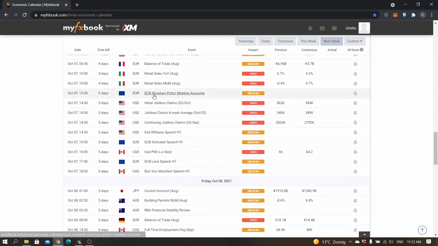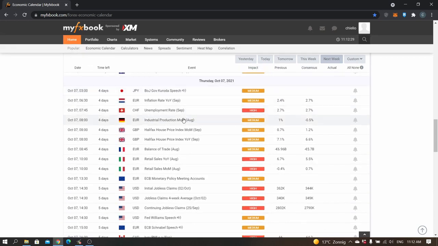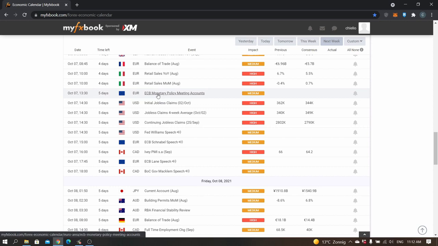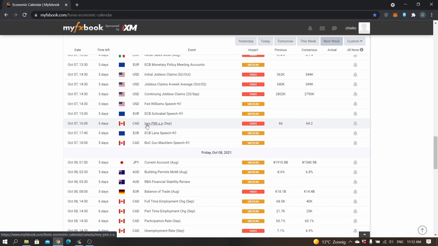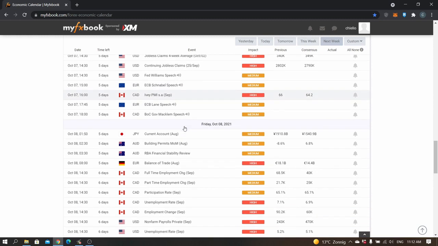Then we have the monetary policy meeting. That's quite important. I would definitely take a look at that. And otherwise, I would not trade in the euro if you cannot look at that. And the initial jobless claims and the continuing jobless claims, as always, very important. Together with the PMI, again, some speeches. Excuse me. I don't think they'll be too important.